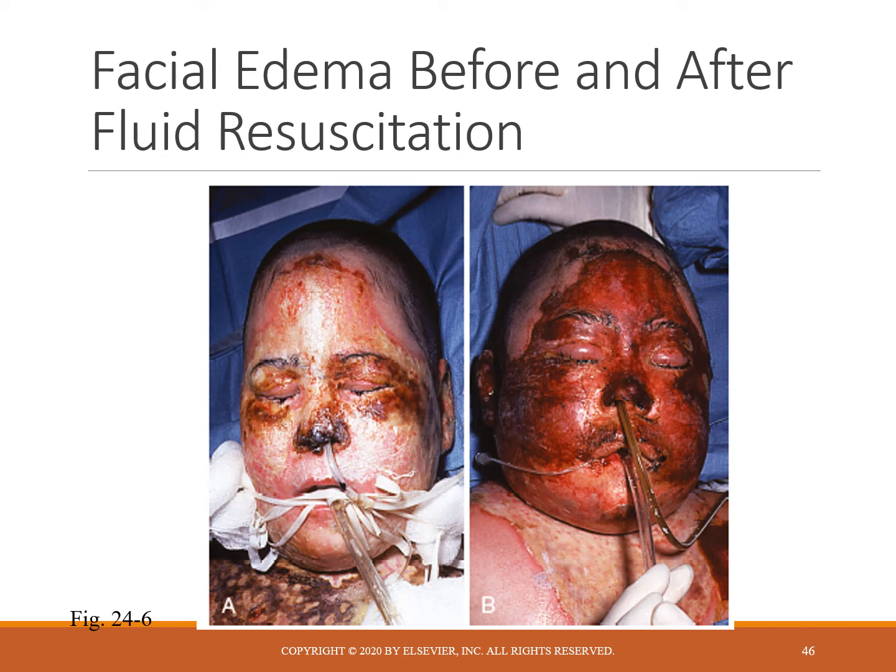So this is an example of a patient that had facial edema before and after fluid resuscitation. So this is before. This is after. You see this patient looks very, very swollen. And as you can see, this patient has an NG tube to suction and is intubated, connected to a ventilator. And you'll see that the recovery time here is longer.